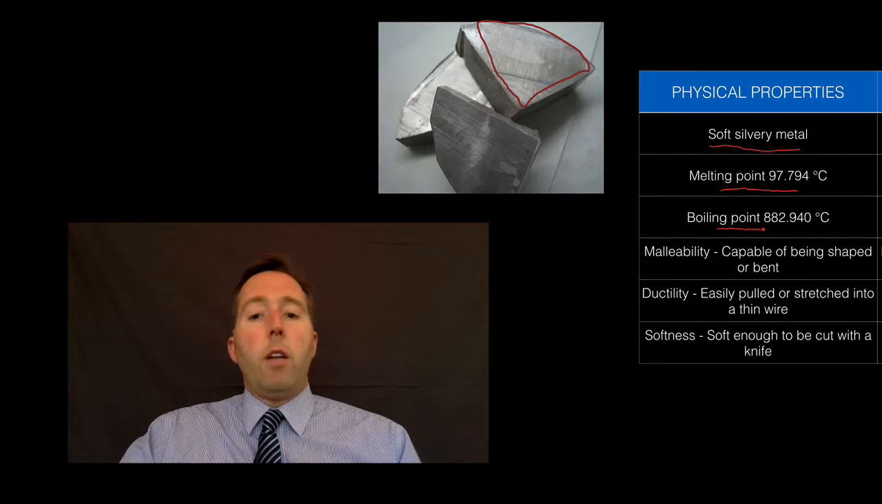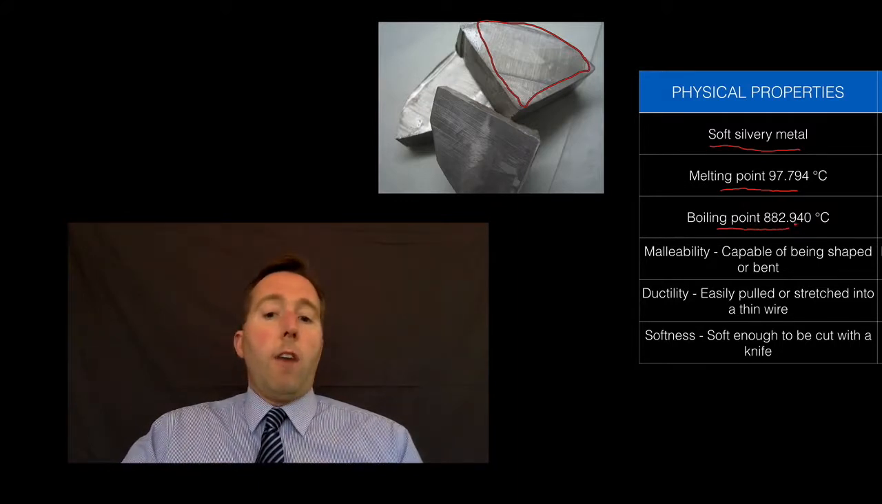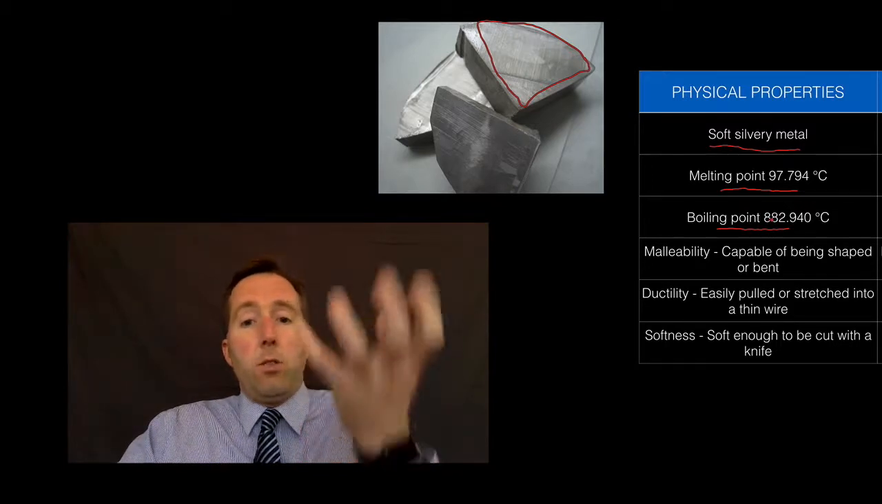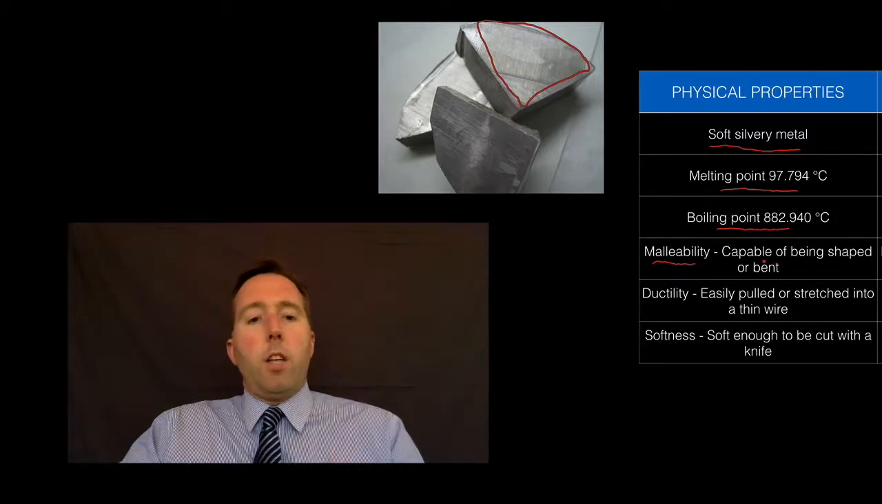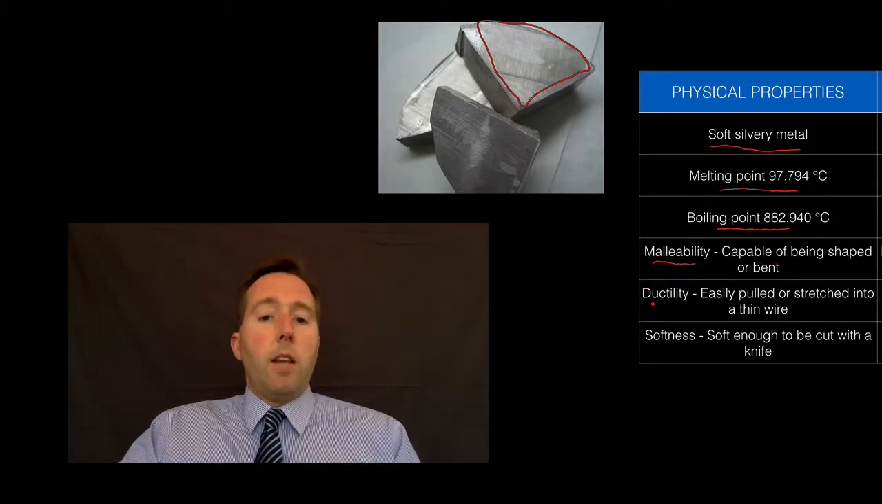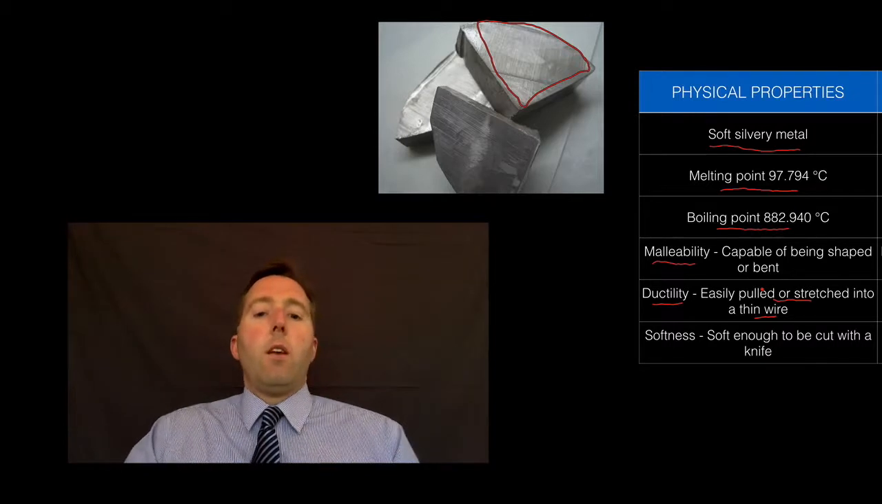It will boil at a little bit over 882 degrees Celsius. So if we boiled sodium into a gas, it would still be sodium. It's malleable, so it's capable of being shaped or bent or formed into a different shape, but it's still sodium. It's ductile, so it's easy to be pulled or stretched into a wire. So if something's ductile, you can stretch it into a wire. Malleable is you can bend it or shape it.